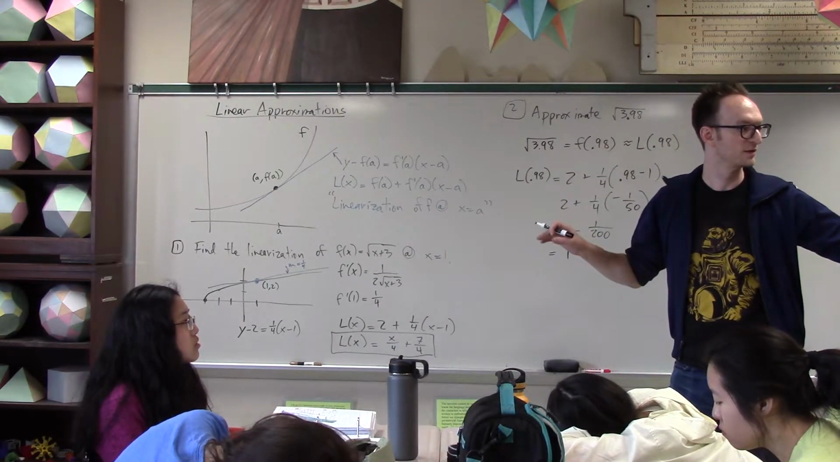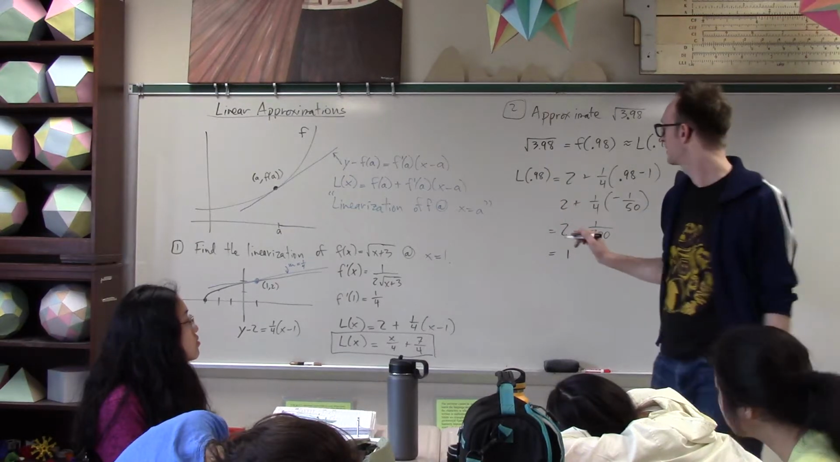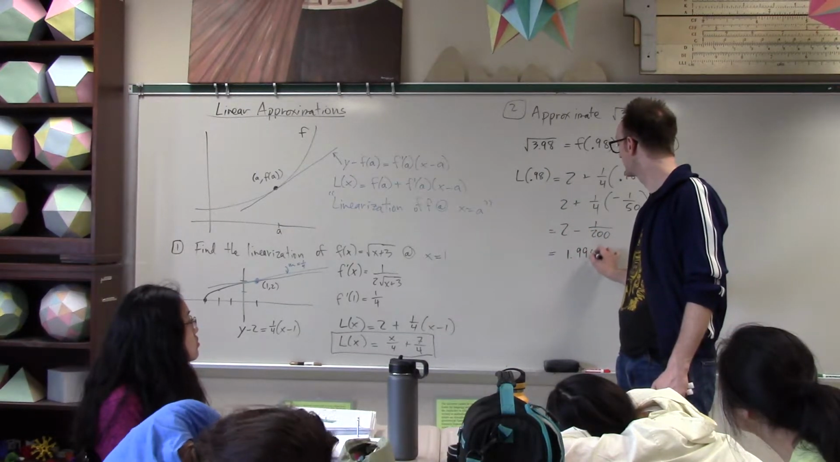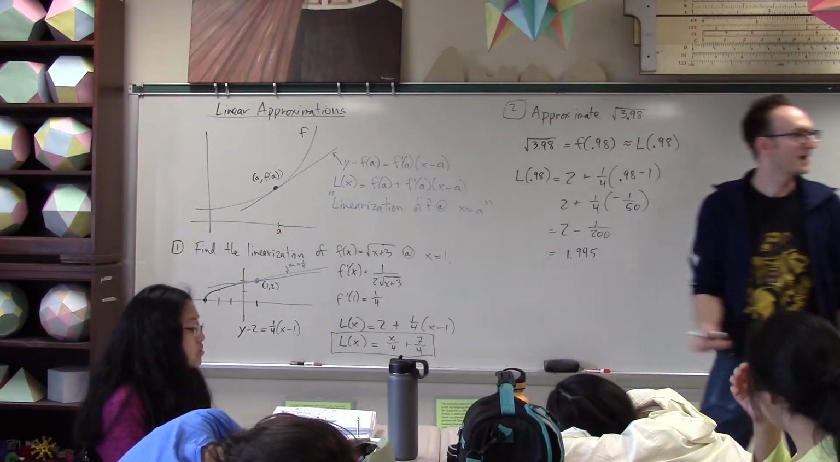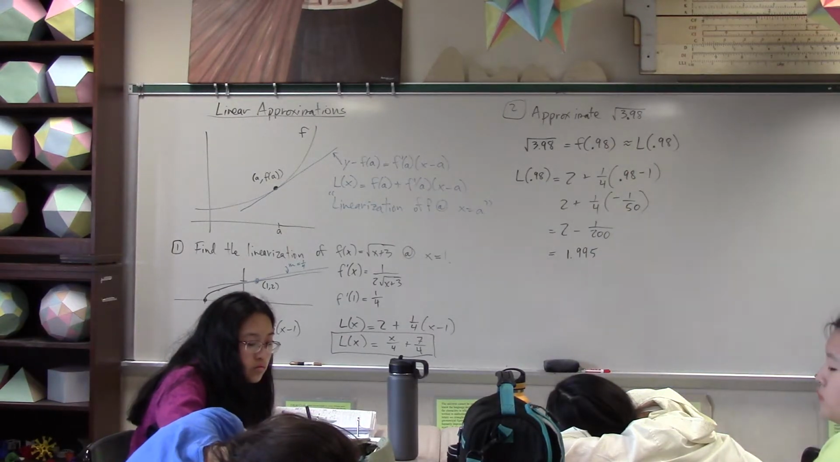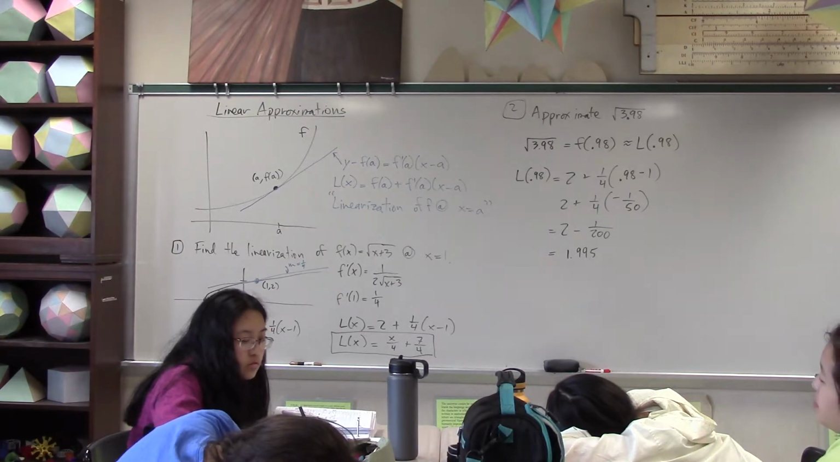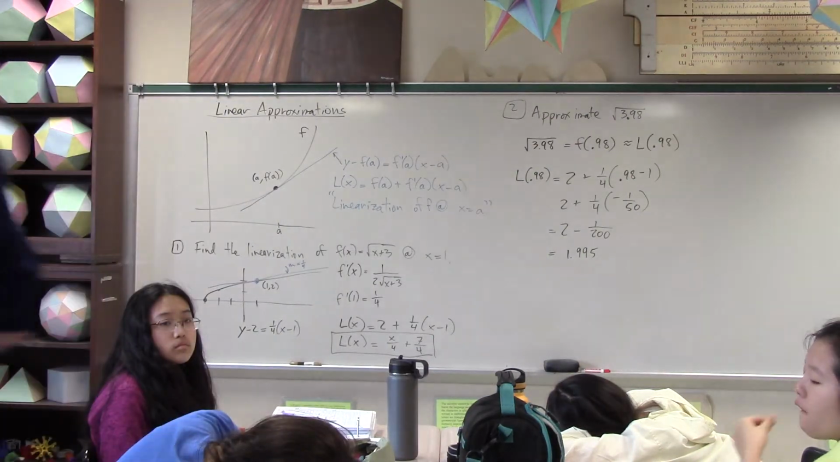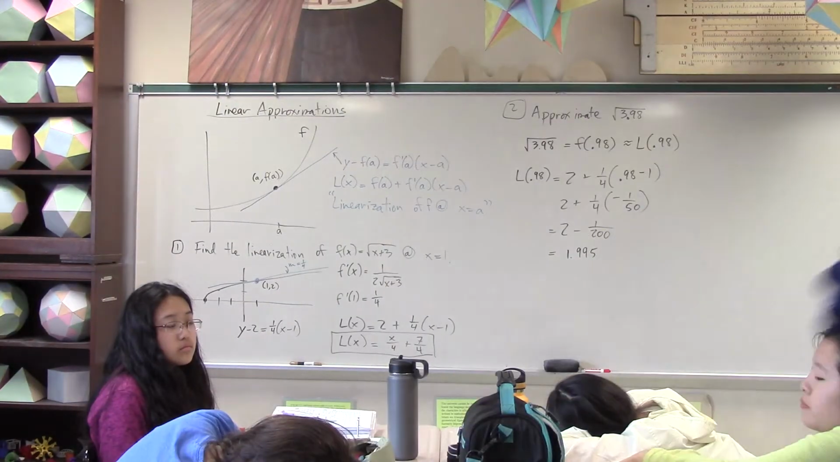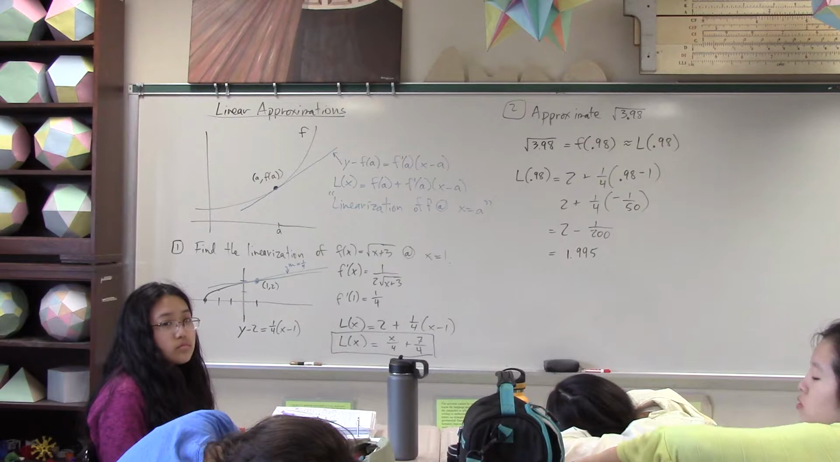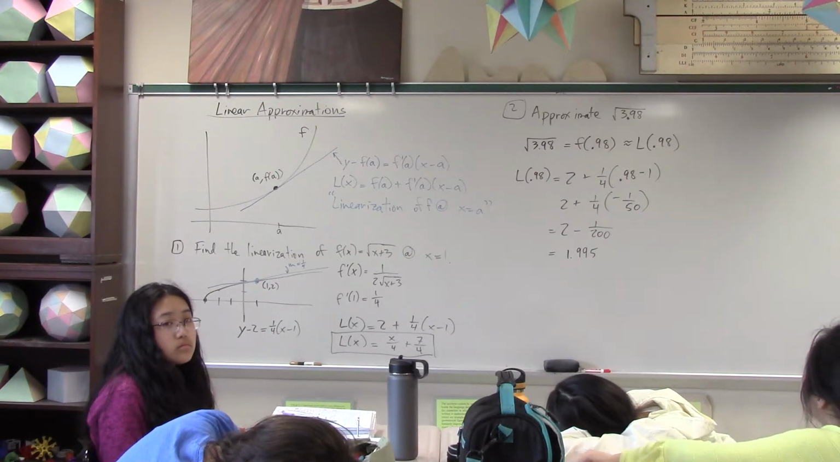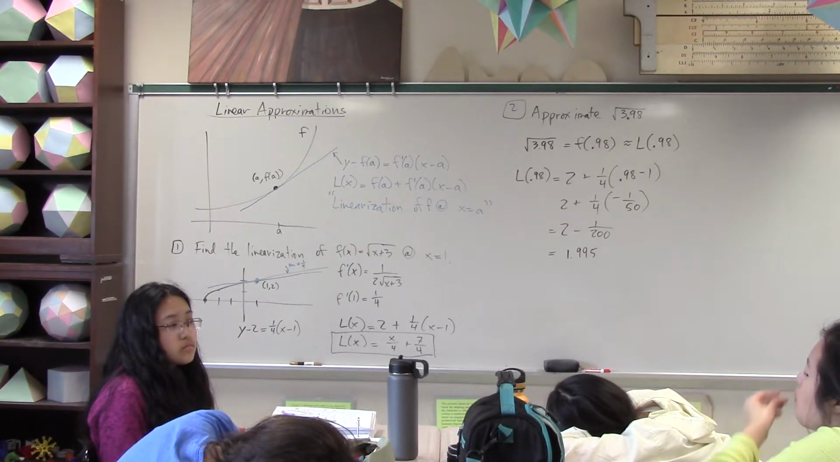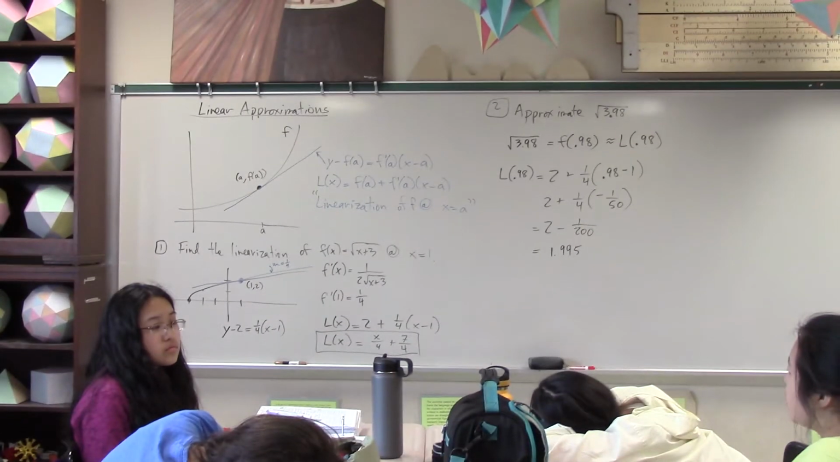Half of 100th, which is 1.995. Thank you. Okay. I claim that the square root of 3.98 is approximately 1.995. Now, did everyone follow what just happened here? I literally didn't do anything more complicated than just construct a tangent line to this curve and plug my point into the tangent line.